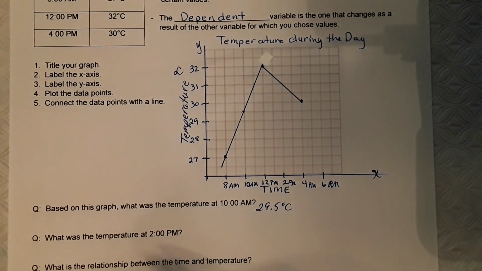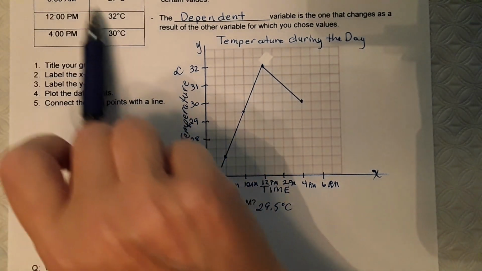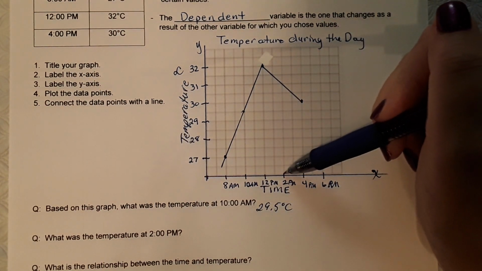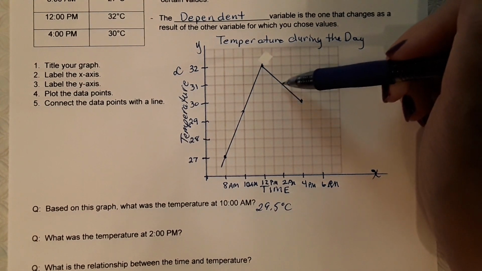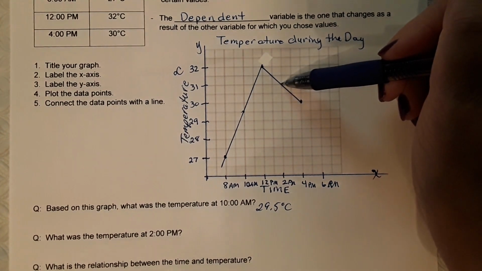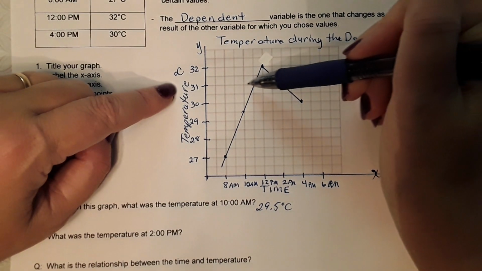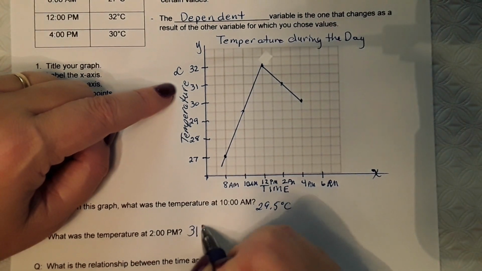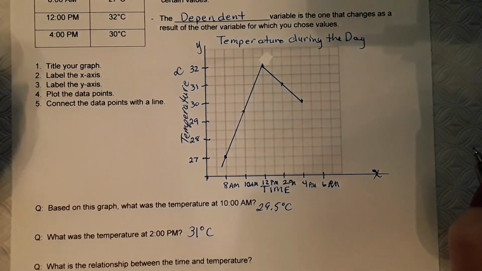Okay, look at the next question. What was the temperature at 2 p.m.? Again, there's no data for 2 p.m., but if we go to the graph, we can follow from 2 p.m. up to the graph line, and we can see what the temperature at that point would be, 31 degrees Celsius. Okay?